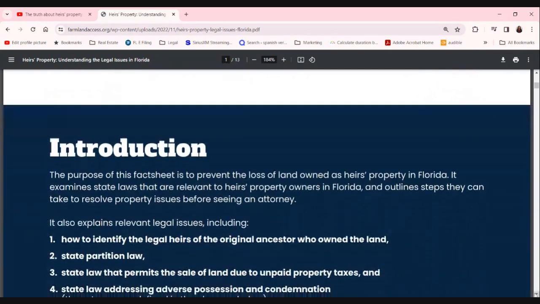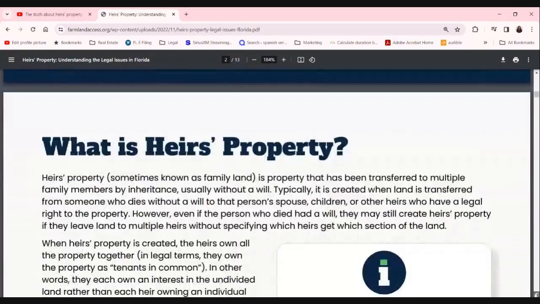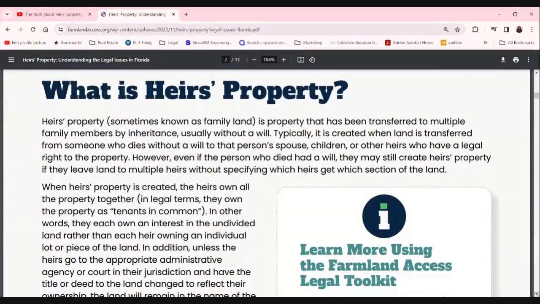It's a journal from 2022, but let me get to this definition, which I really like. It asks the question, what is heirs property? And I'm just going to read this blurb because you'll get a good sense of the issues. Heirs property, sometimes known as family land, is property that has been transferred to multiple family members by inheritance, usually without a will.